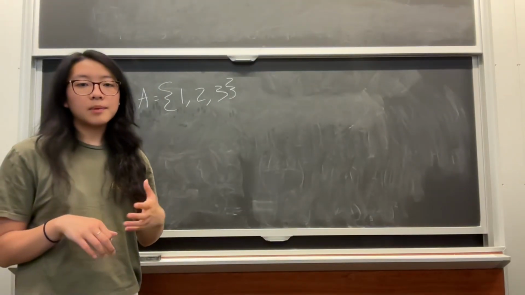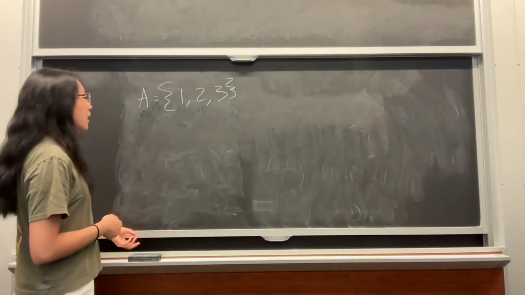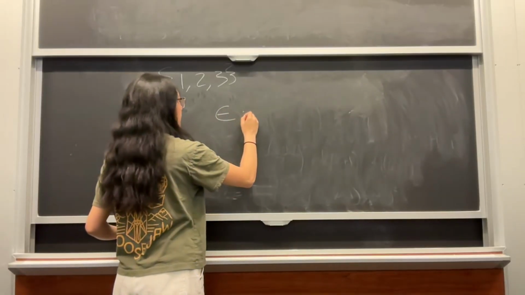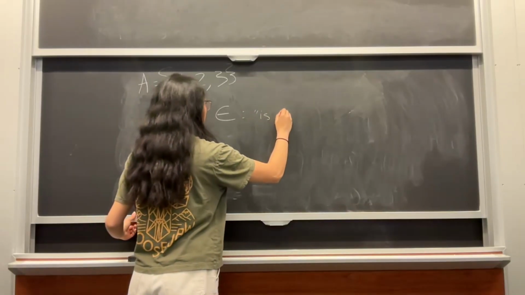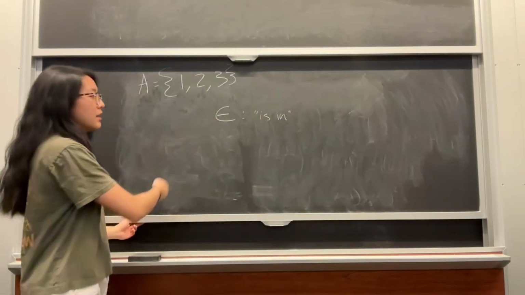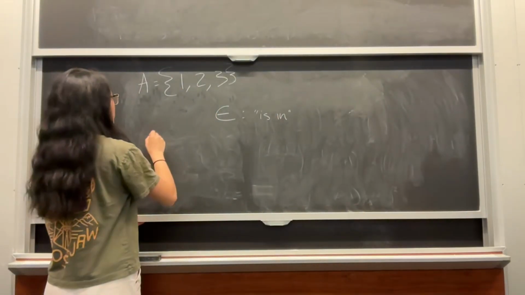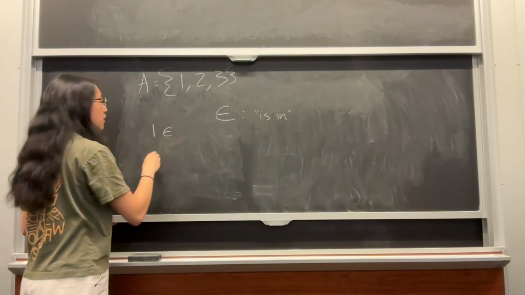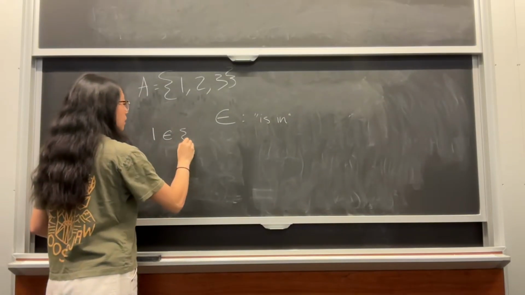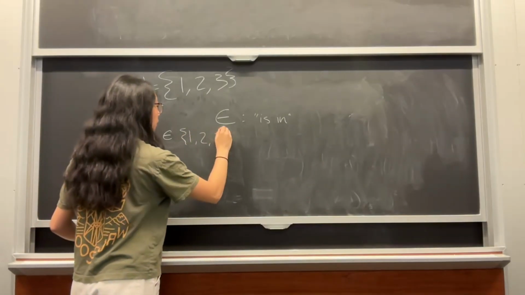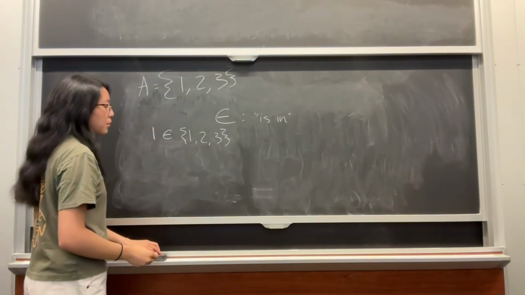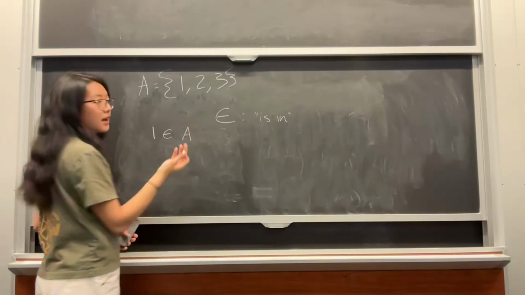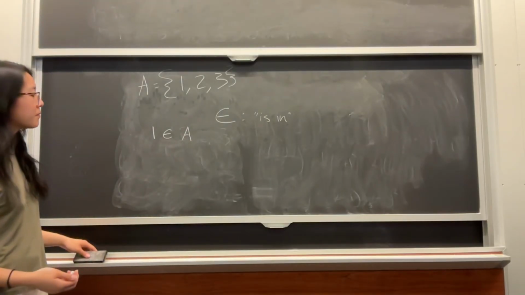And we can actually describe the elements within a set by using this symbol. It is an epsilon, which just means is in or is a member or is an element of. This is a set membership symbol. And if we wanted to say an element was in a set, we could say 1 is in, or 1 is an element of the set {1, 2, 3}. Or we could say 1 is a member of the set A. Those are equivalent ways to write that.